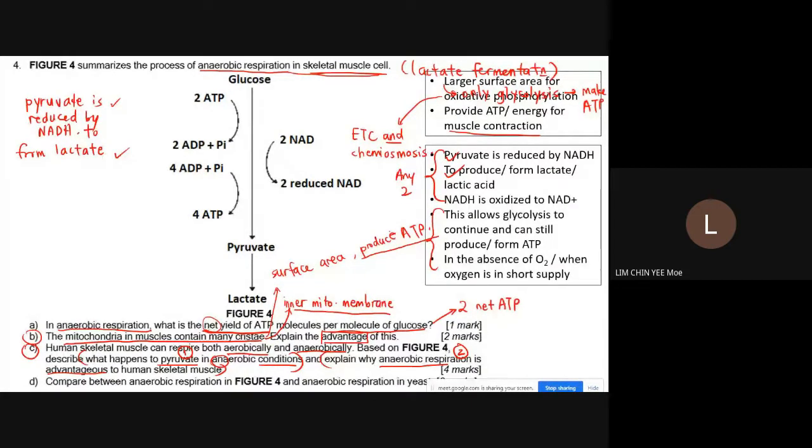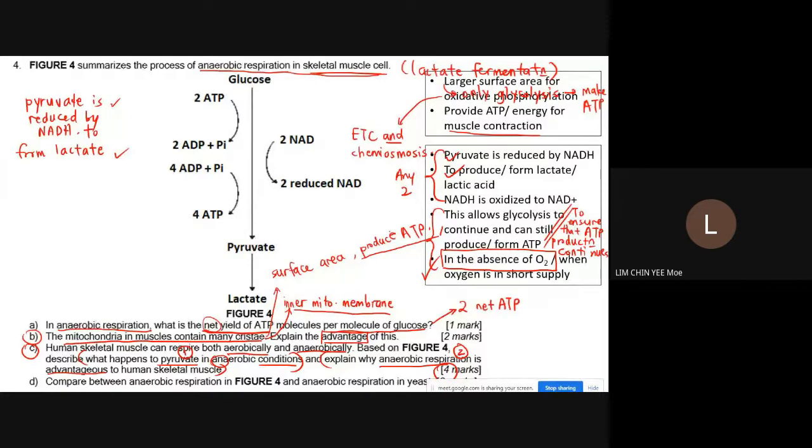Sorry, tak nampak siapa yang jawab. Cynthia. Cynthia jawab ke? So the next part, you can say to ensure that ATP production continues. Okay? Itu boleh. To ensure that ATP production continues. And then even in the absence of oxygen, ini akan bagi you another mark. So allow glycolysis to continue and still can form ATP, or to ensure that ATP production continues. Apa-apa pun boleh lah, dua ini pilih satu je dah dapat 1 markah. And that's how you get the 4 marks.